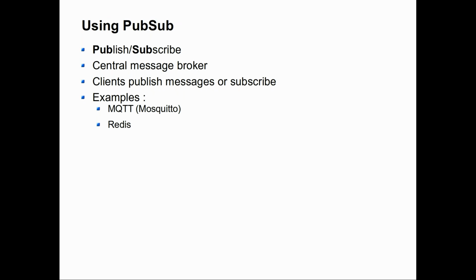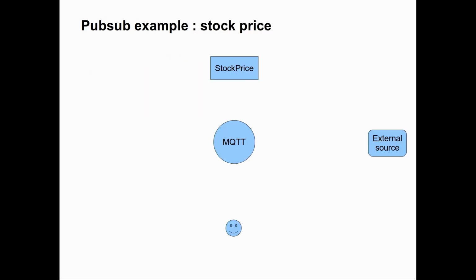Examples of existing systems are, well-known one is Mosquitto, MQTT. Redis is another example of a system that uses PubSub as well. How does it work? Well, I'll take Mosquitto as an example here. We have our user here at the bottom, and they can connect to the Mosquitto. And they say, I connect, and I subscribe to the topic stock price. Now, whenever a message is published on the topic stock price, that user will be sent that message.